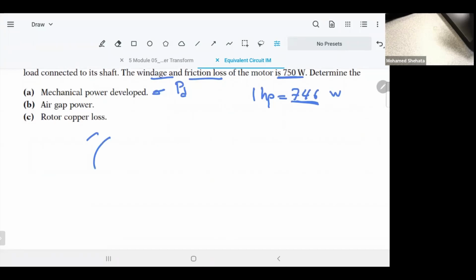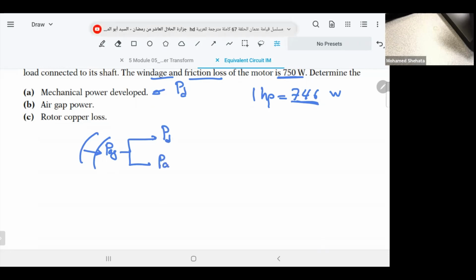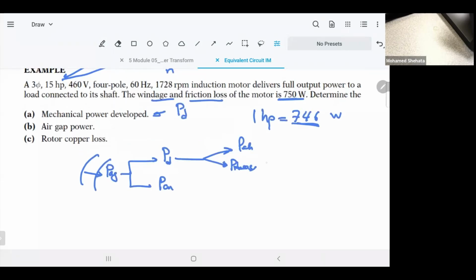We said this is the air gap, and then the power will go inside here to the motor, and will branch. One will go for developing the mechanical power, and one will go for the loss, the copper loss. And this developed power will be divided. One part we are going to use, and some of it is lost as mechanical power loss. So the mechanical power loss is given as 750 watts.